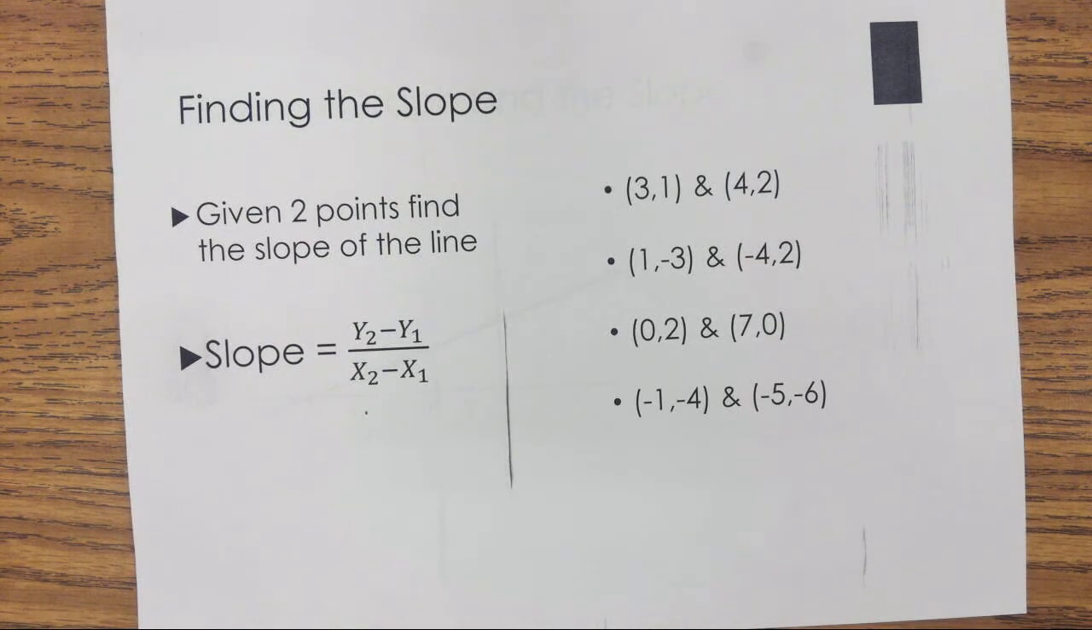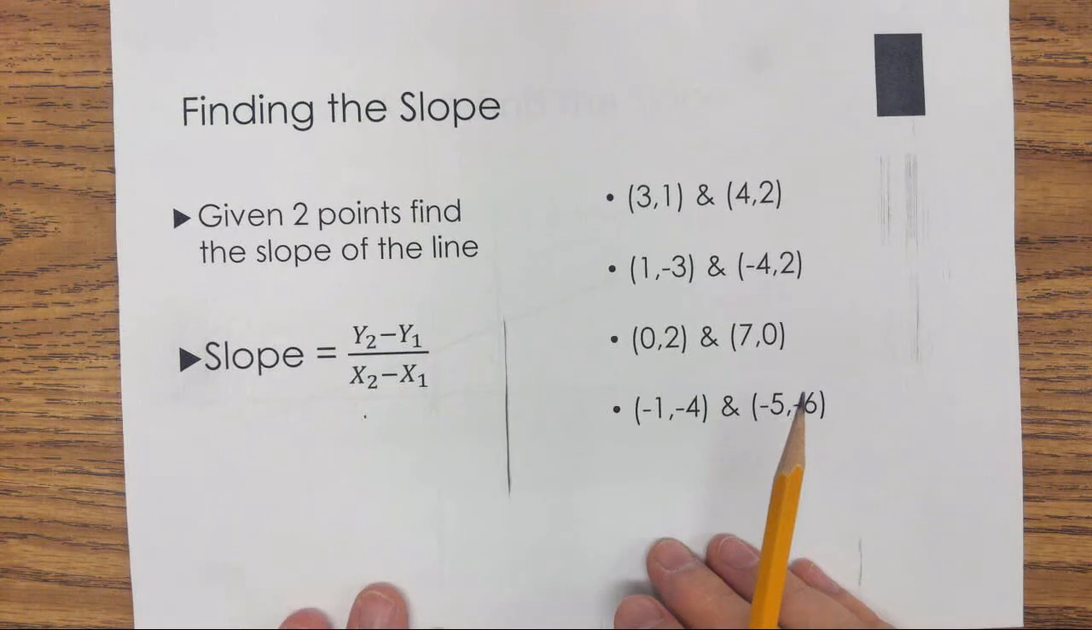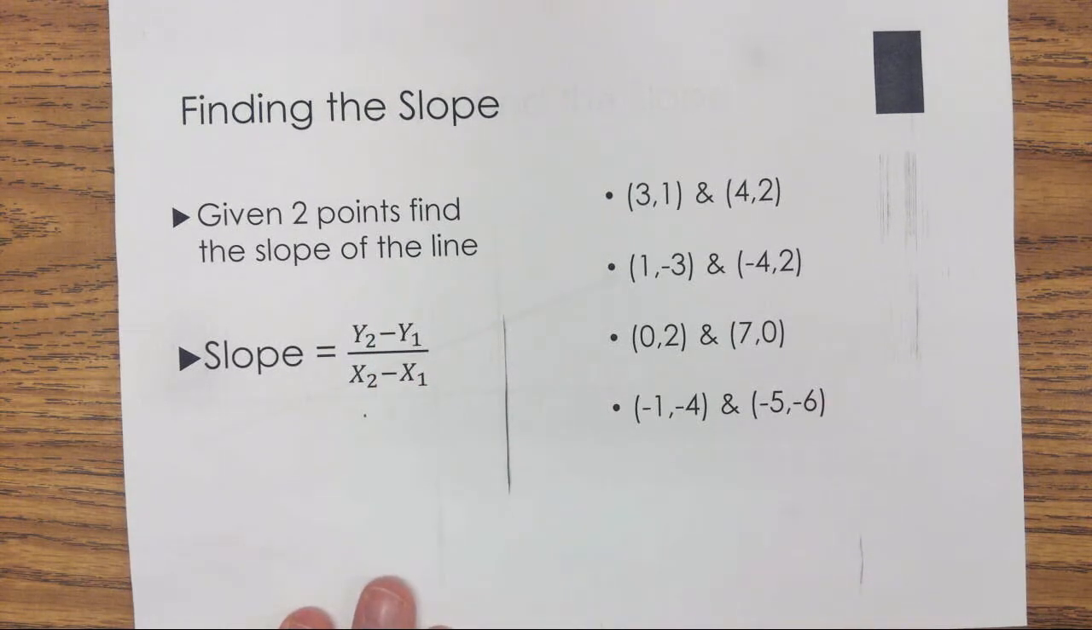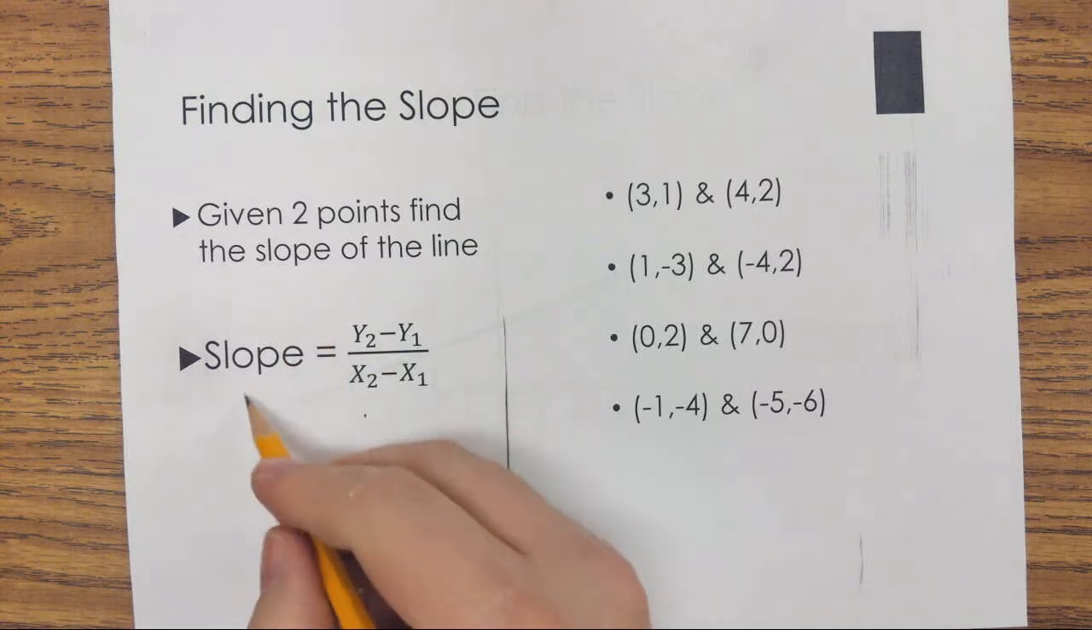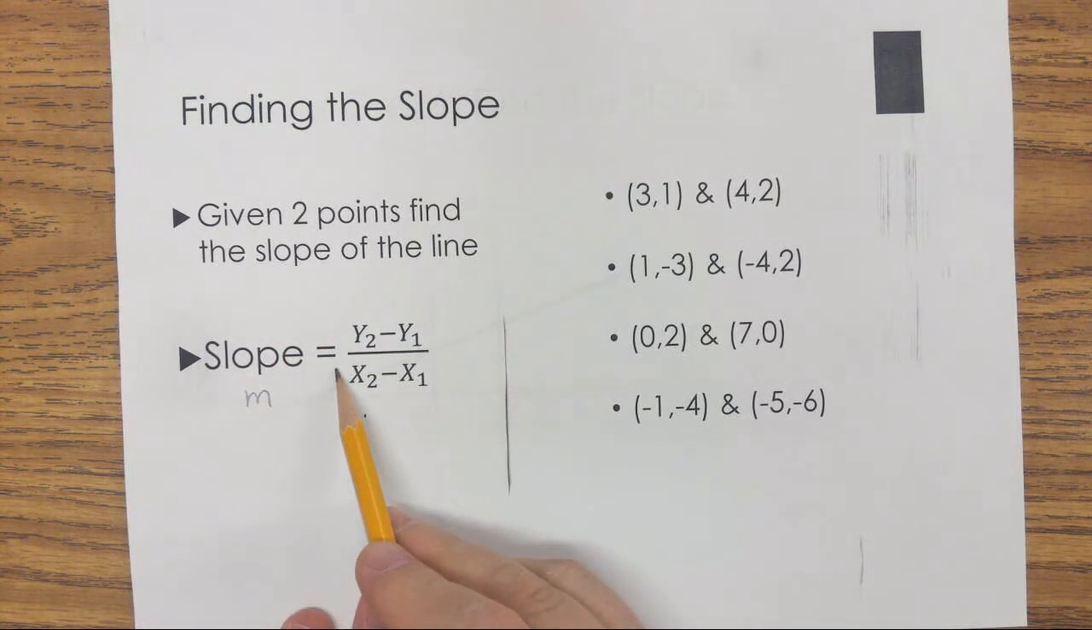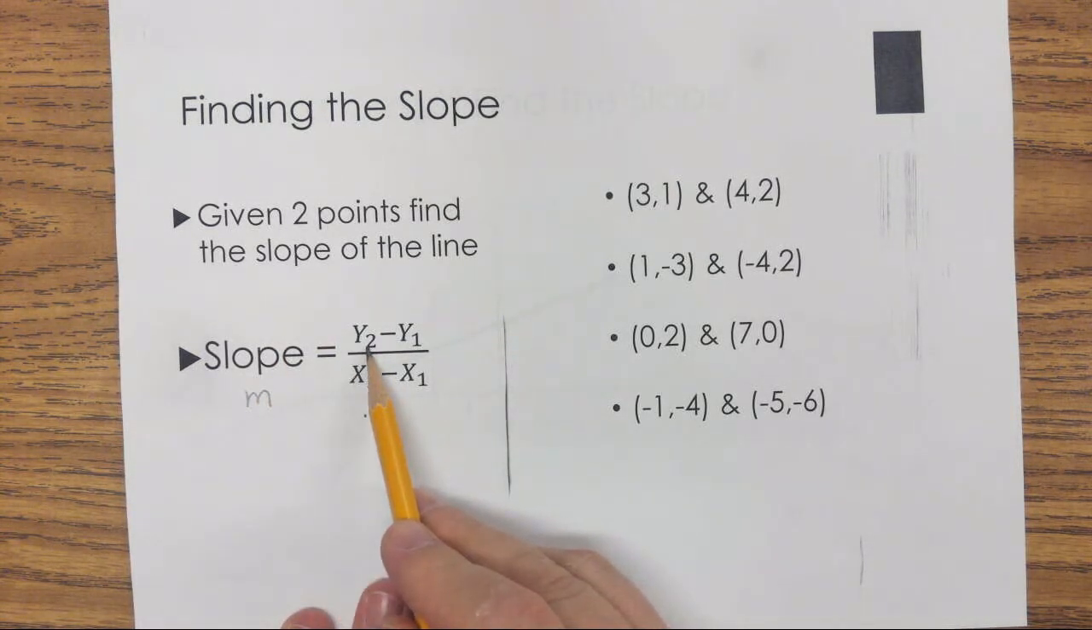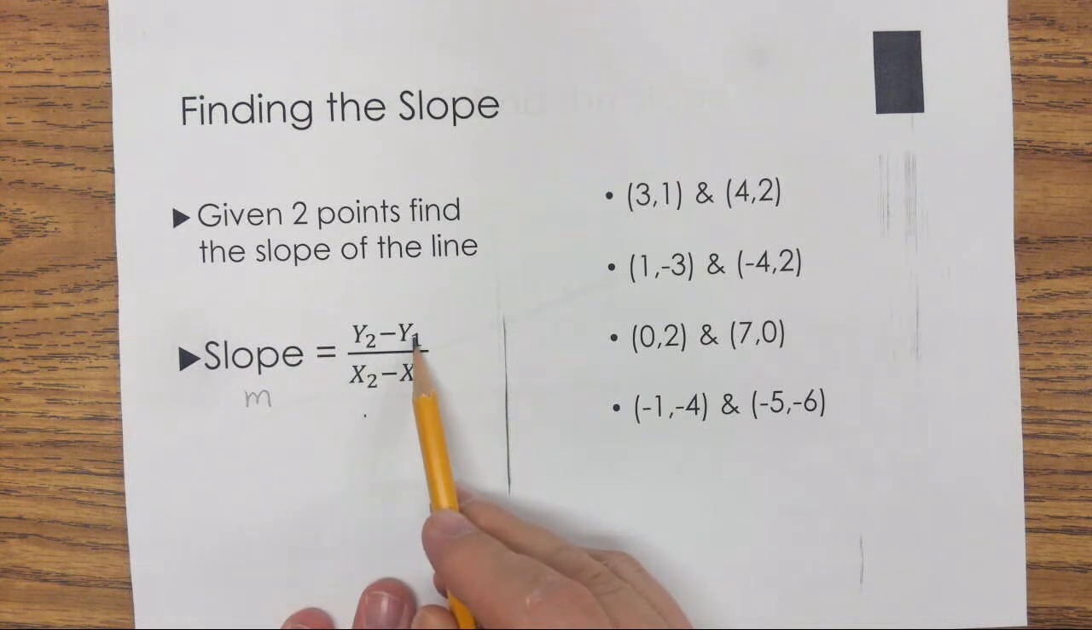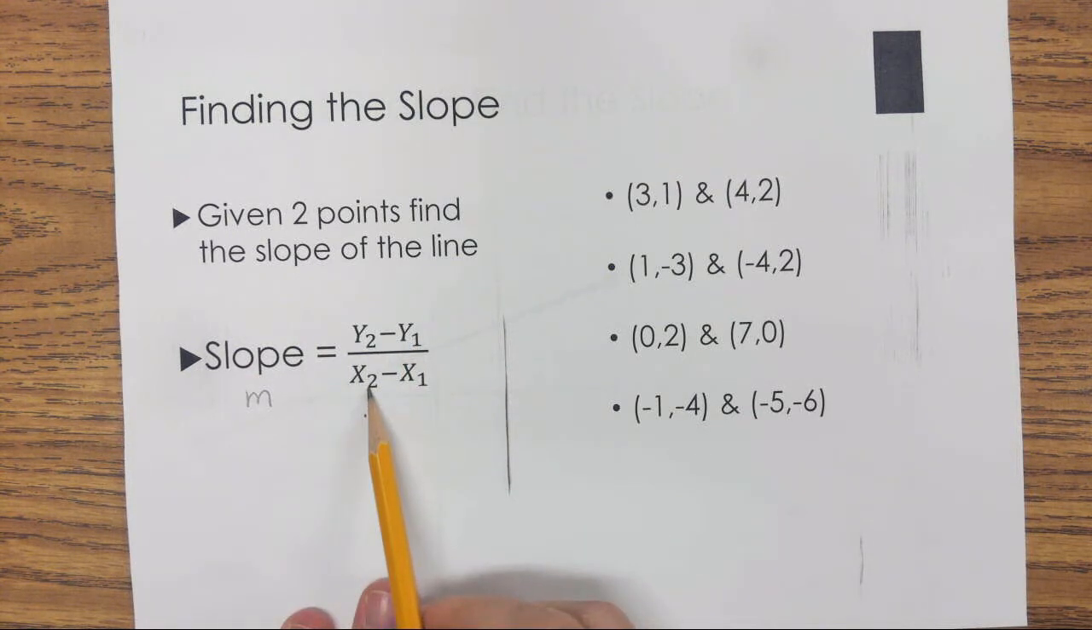Alright. Here's something you haven't done in a while maybe. Finding the slope. So if I'm given 2 points, I want to find the slope of the line. Alright, so slope, or m, is equal to y2, which is the second y value, minus the first y value, over top of the second x value minus the first x value. So we'll do a couple of these together, and then the other two I'll leave for you to do on your own.